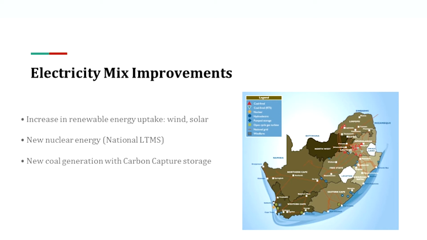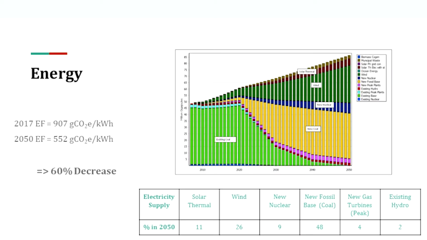And so Cape Town, we found a lot of studies that showed that there's a lot of potential for carbon storage in the area. So what we're proposing from this is to set up new coal plants that are focused on carbon storage. And this way our new electricity generation mix would reduce coal from 90% to 48% while increasing other renewables. And this would reduce the emission factor linked to electricity generation by 60%.